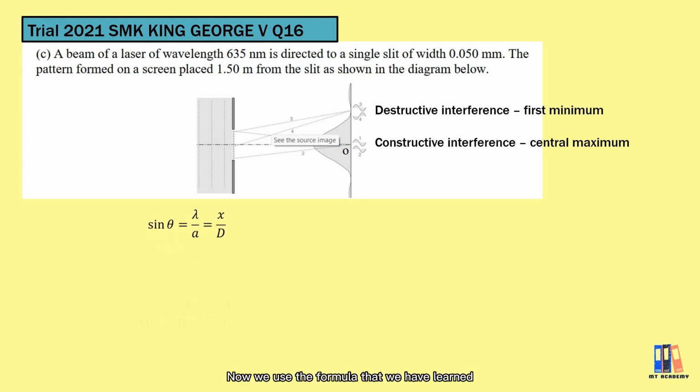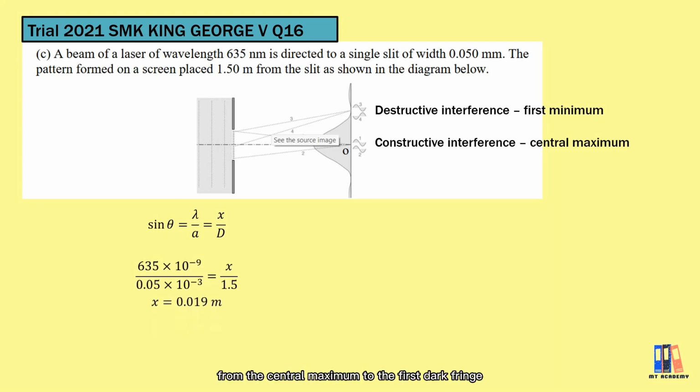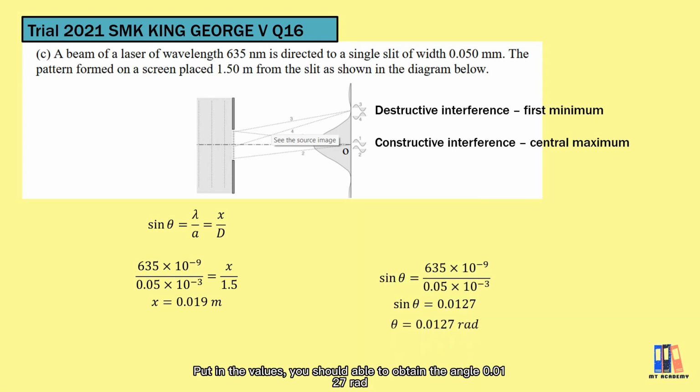So now, we use the formula that we have learned. First is to determine the value of x, which is the distance from the central maximum to the first dark fringe. Every piece of information is here. Just substitute in the values in SI units, and you should get the answer 0.019 meter. The next thing we can expect is to determine the angle of diffraction. Here you can apply sin theta equals lambda over a. Put in the values, and you should obtain the angle as 0.0127 radian. Here you can see that sin theta approximates to the value of theta in radians. The approximation of angle is only valid when the angle is very small.